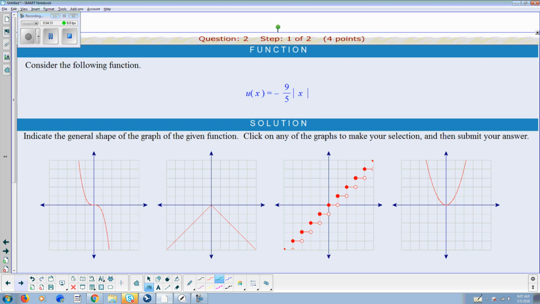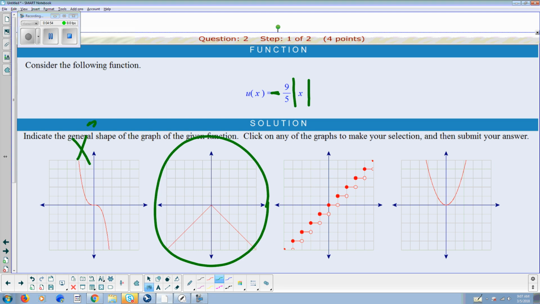All right, question 2, part 1. Consider the function. Indicate the general shape. Which general shape is this? The second one. Why? Absolute value. When you see these bars, you know you got a V shape. Negative in the front is what inverts it, makes it an upside down V. This one again is x to an odd power.